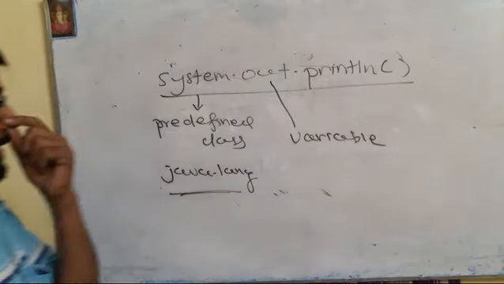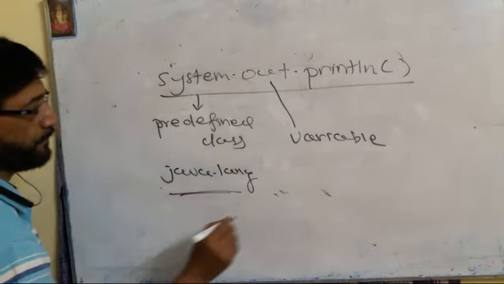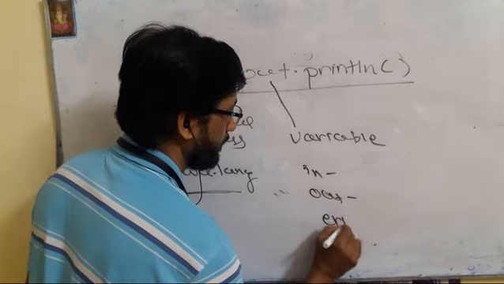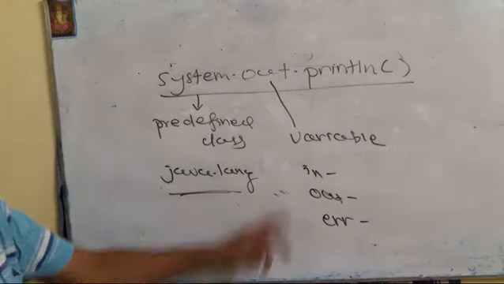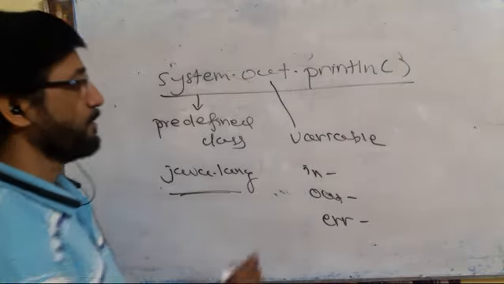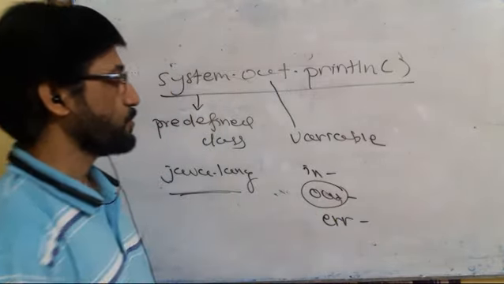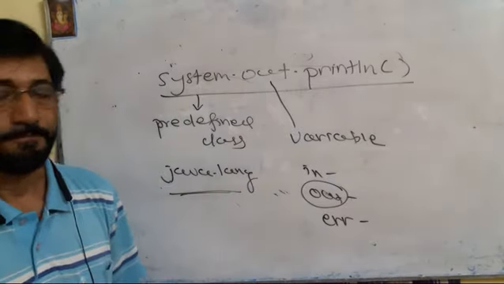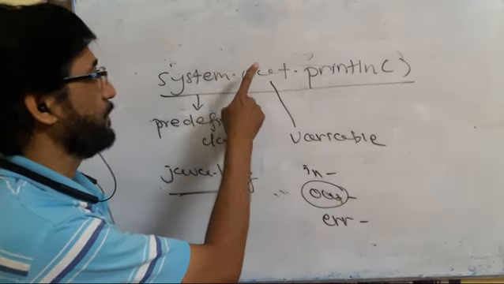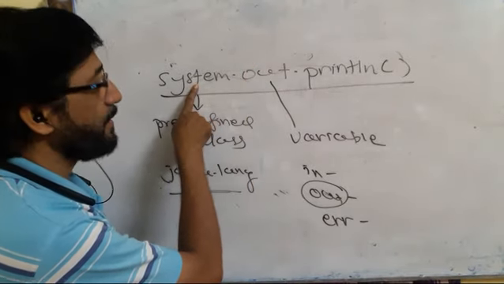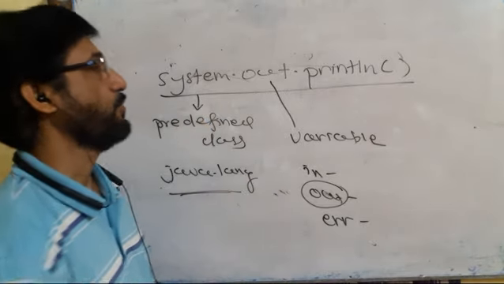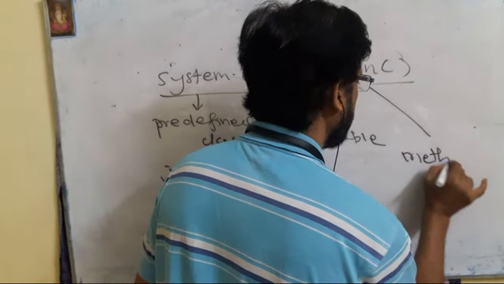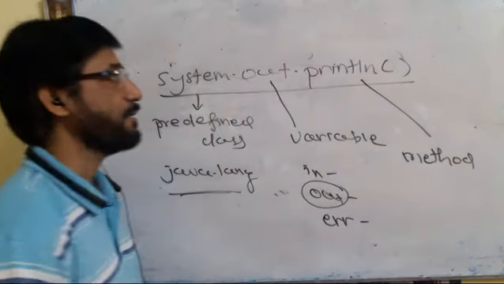Like this, there are some other variables also: in, out, and err. There are three system variables, meaning three variables of the System class. The out variable is used to store the data to be transferred to the standard output device, that is the monitor. So this is the out variable, referred to as System.out, and println is a method of the System class.